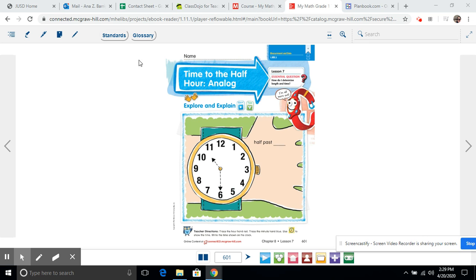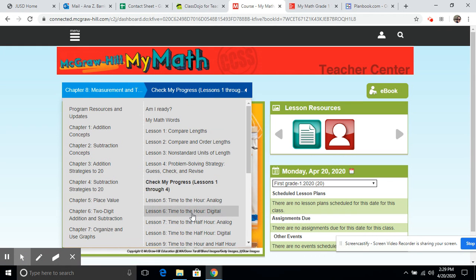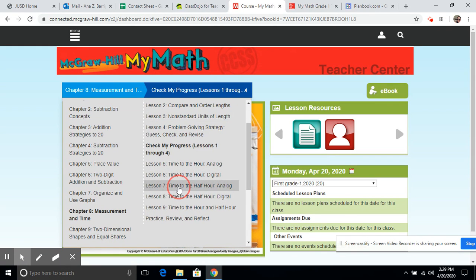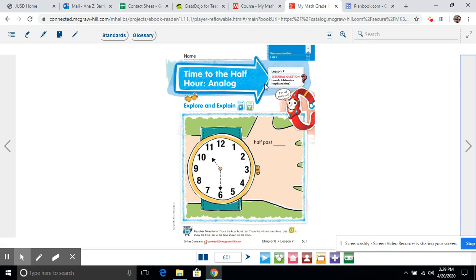Hello, and today we're going to cover My Math, Chapter 8, Lesson 7 and 8. Click on the ebook or open your math book up to Chapter 8, Lesson 7, page 601. So today we're learning time to the half hour on an analog clock. Again, this is an analog clock.